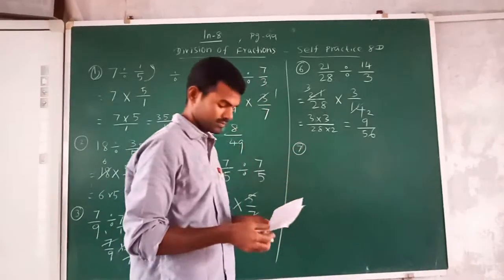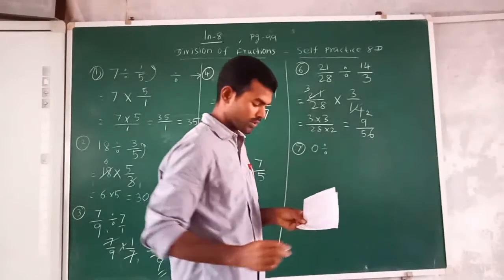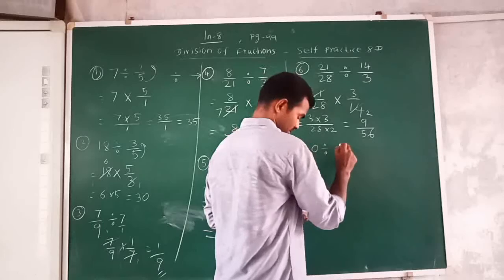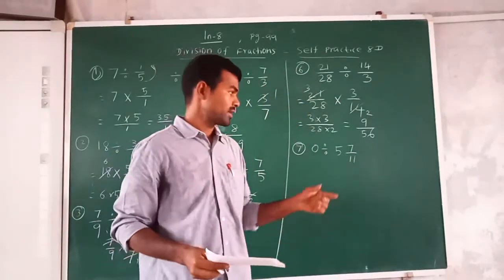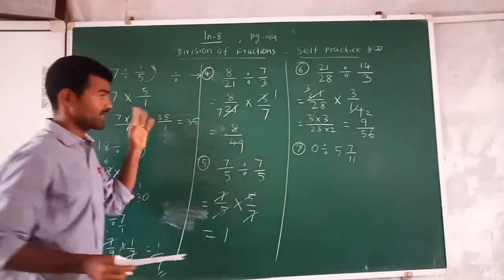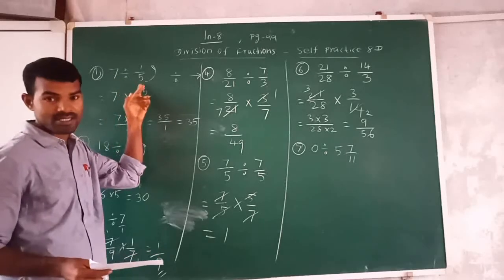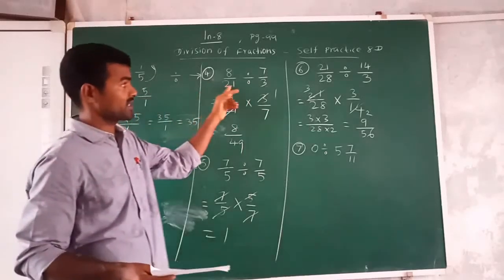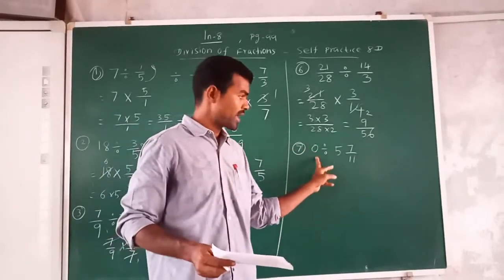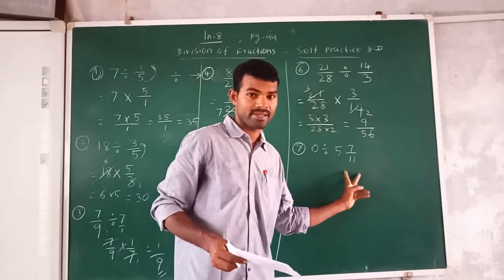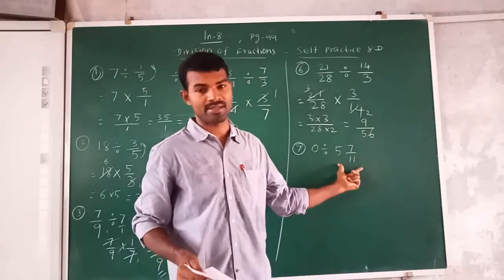7th question. 0 divided by 5 into 7 by 11. Yes, children, see, in all these fractions we got a whole number and a fraction, or fraction by fraction. And here we are getting one more whole number and here a mixed fraction. This is a mixed number. Now, first time we are coming across a mixed number.